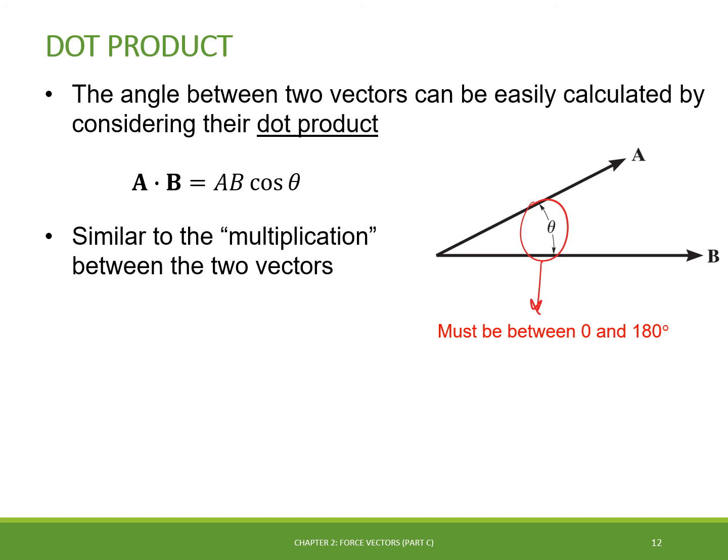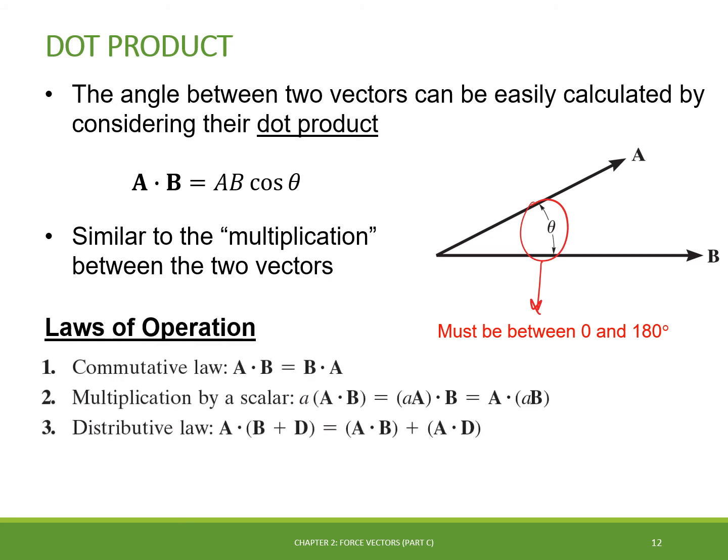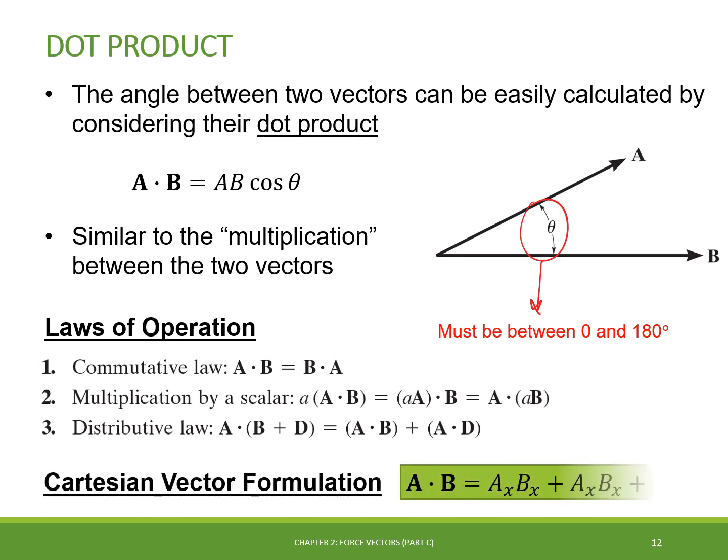Since this operation is very similar to the multiplication between two vectors, which results in a scalar number, the same laws of multiplication operations, such as the commutative, multiplication by scalar, and distributive laws, are valid for this case. We can also establish a general expression to calculate the dot product between two vectors when we have their Cartesian vector notation, in which we simply multiply their corresponding x, y, and z components and sum these products algebraically.